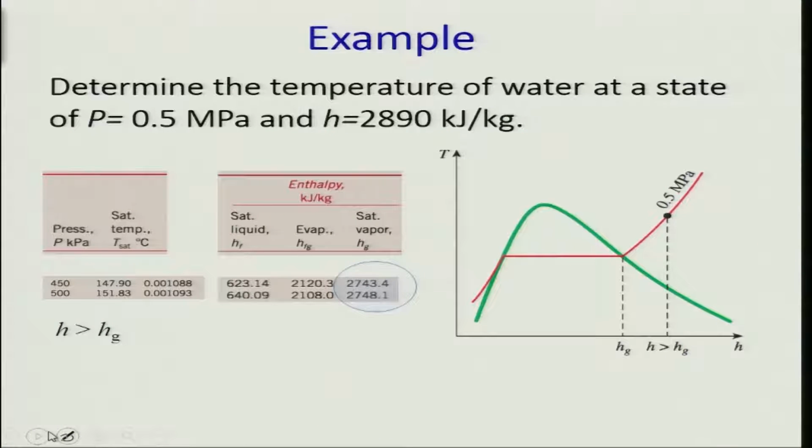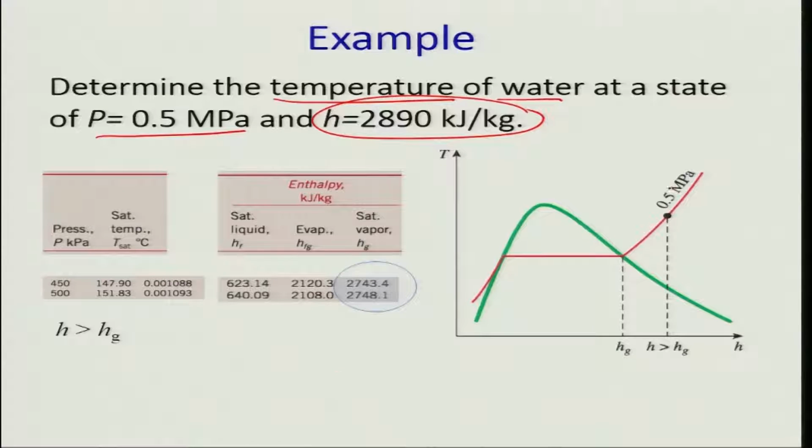This is the problem where we have to find the temperature of water at a state of 0.5 megapascal, and what we have been given is the specific enthalpy. The first thing we have to find out is the state of such water, because nothing is mentioned about whether this is a compressed liquid, saturated liquid, or superheated. The first thing is to identify its state, and you can look at the table.